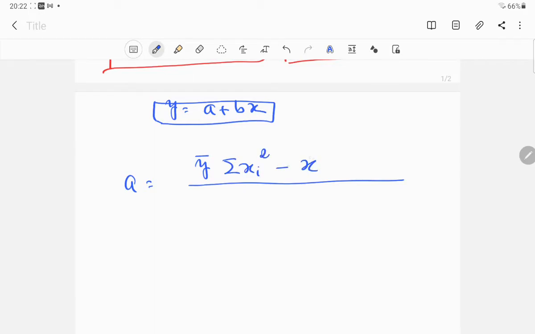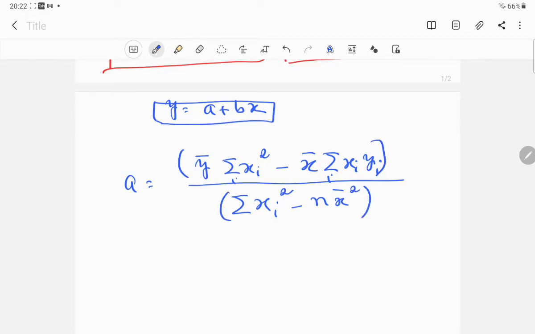I told you that it is very much required for all of you to remember this formula. Okay, you won't have enough time in the exam to derive it and then solve it, so you will have to remember this formula very clearly. Okay, y bar into summation xi square minus x bar summation xi yi, divided by summation xi square minus n into x bar. So we have all the values.